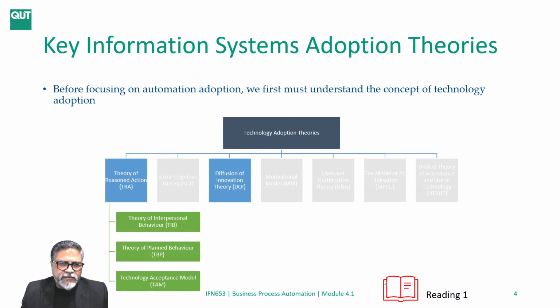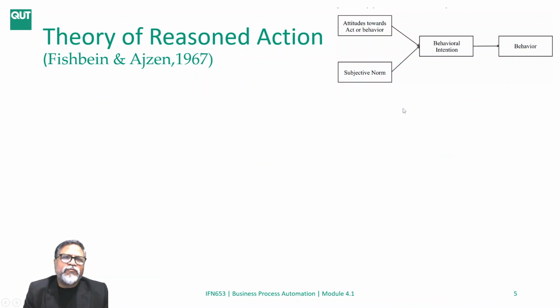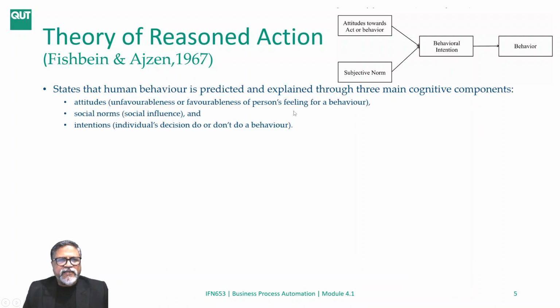If you would like to read the details of these theories, reading one is all about a summary of these theories here. Okay, so let's move on and look at what is theory of reasoned action by Fishbein and Ajzen, 1967. In the model you can see on the top, the theory talks about attitude towards act or behavior. Subjective norms in an organization will influence the behavioral intention of technology use, which will have an impact on use behavior. So the theory states that human behavior is predicted and explained through three main cognitive components.